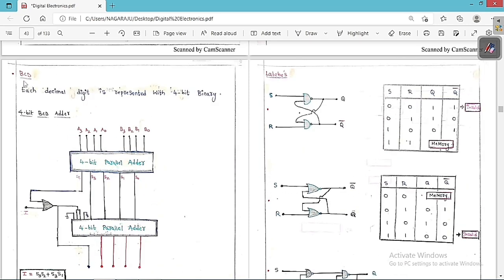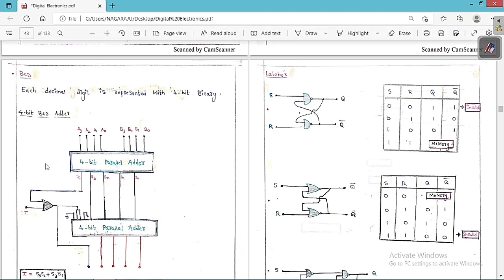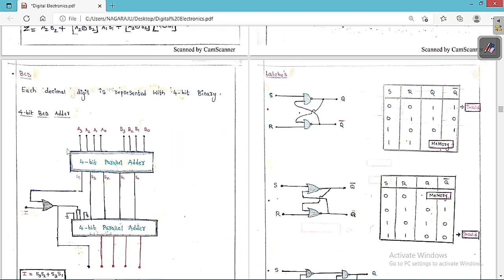Now we discuss BCD. BCD is nothing but binary coded decimal. Here we represent the numbers from 0 to 9 with the corresponding 4 binary bits. So for the decimal numbers 0 to 9, we represent the corresponding binary digits using 4 bits. If the number is more than 9, like 10, then for 1 we represent the 4-bit binary and for 0 we represent the 4-bit binary.